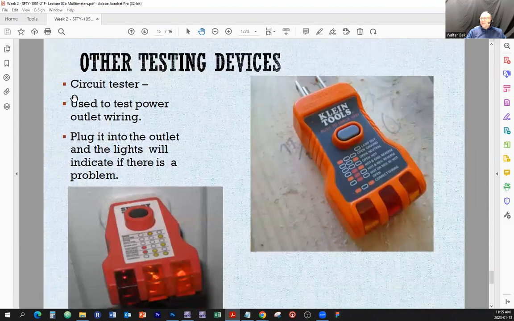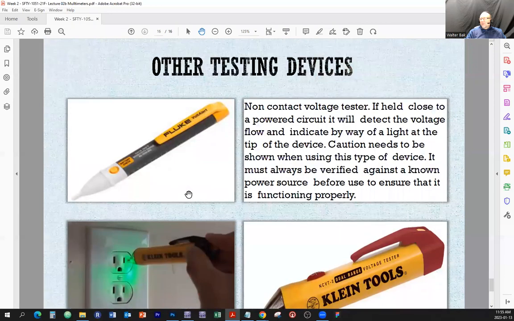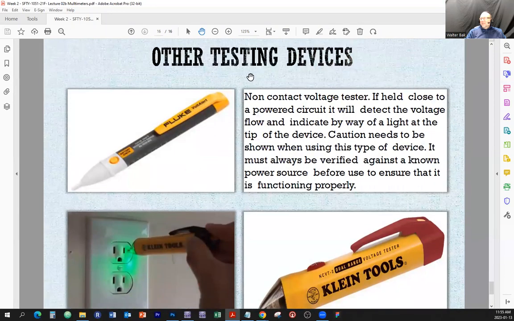Other testing devices: a circuit tester, the electrician's best friend. You plug that in, and based on the lights, it can show you that the circuit is wired properly or it is wired wrongly, right? Or it's not wired at all.